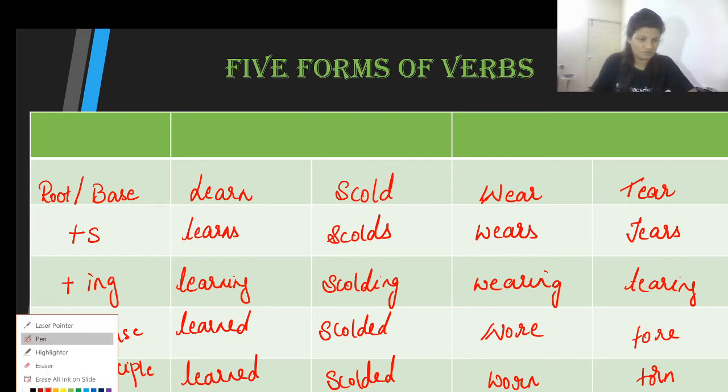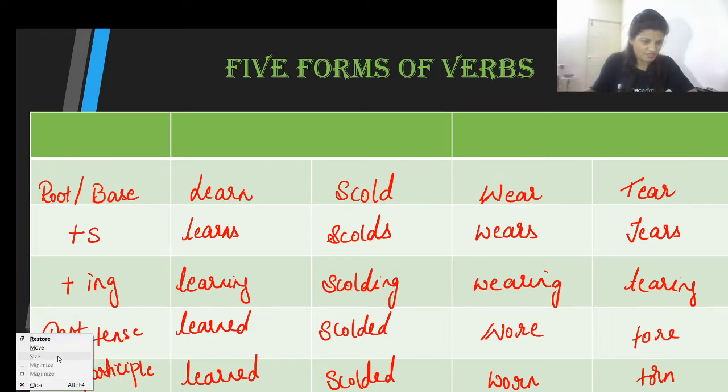Just a moment. I'm trying to use different color pens, but I'm having a hard time doing that.